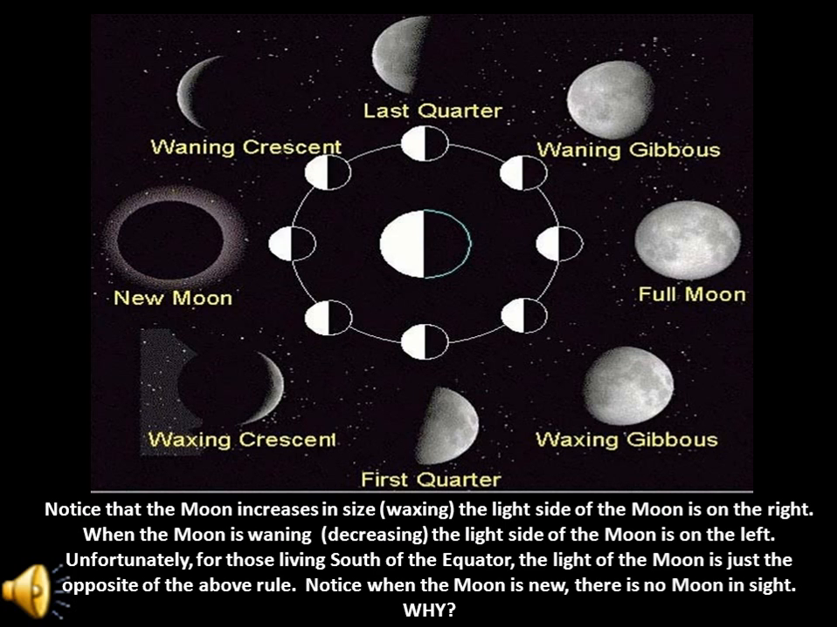Notice that as the moon is increasing in size, or waxing, the moonlight is on the right. When the moon is waning or decreasing in size, the light side of the moon is on the left. Unfortunately for those living south of the equator, this rule is just the opposite. And when the moon is new, there is no moon. And that's the best time for us to see stars, as the moonlight sort of blinds us from the light of faint stars.